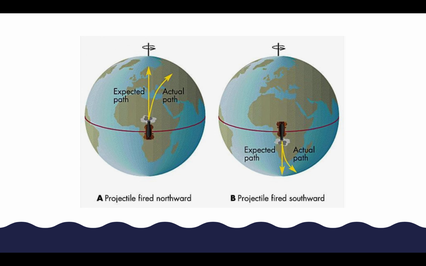In the northern hemisphere, a low-pressure cell moves counterclockwise. But in the southern hemisphere, that same low-pressure cell will move clockwise. This is opposite for a high-pressure cell. So a high-pressure cell in the northern hemisphere will move clockwise, while in the southern hemisphere, this high-pressure cell will move counterclockwise.